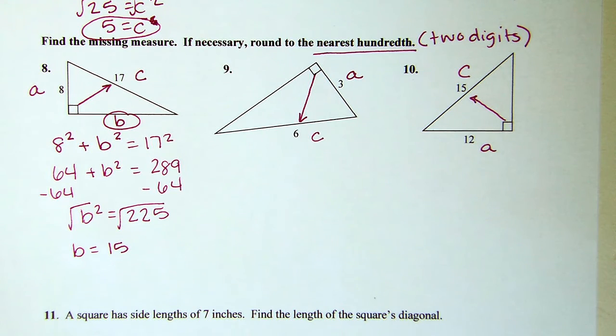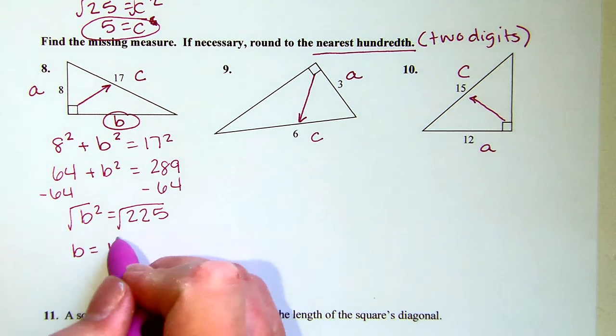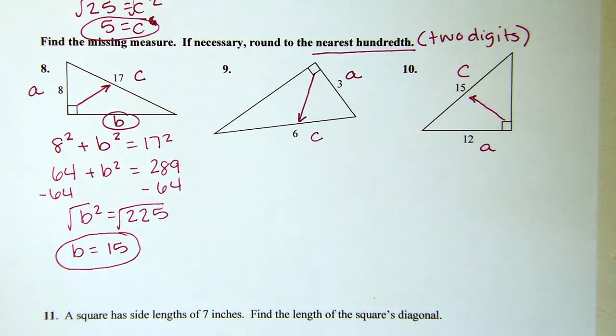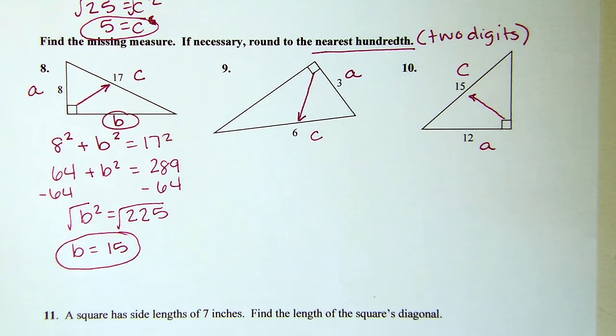Okay, and then I'm going to circle it, and that's my final answer. Now, if I had decimals behind this, I would go ahead and round, which will be something that you'll need to do, especially on number 9.